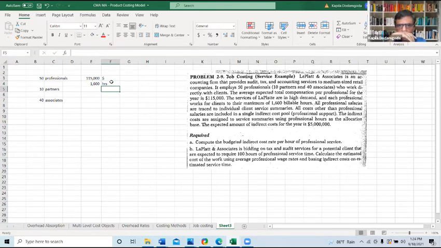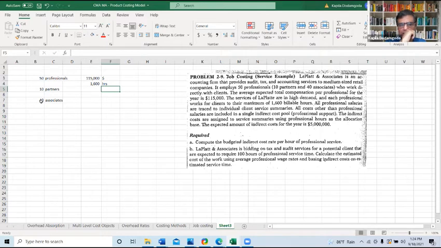And all professional salaries are traced to individual client service summaries. So the partner and associate salaries are traced to the individual client service summaries. All the costs other than professional salaries are included in a single indirect cost pool for professional support. Other than the consultants' professional salaries, everything else is put into a single cost pool. That is the professional support service. It is the overhead base actually. Everything else is considered as overhead, right?